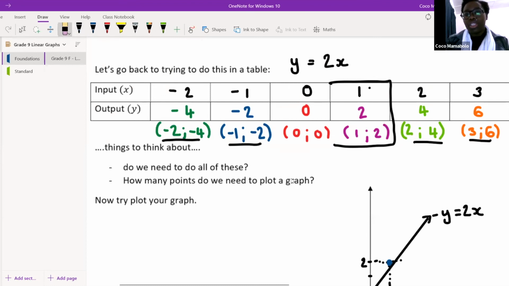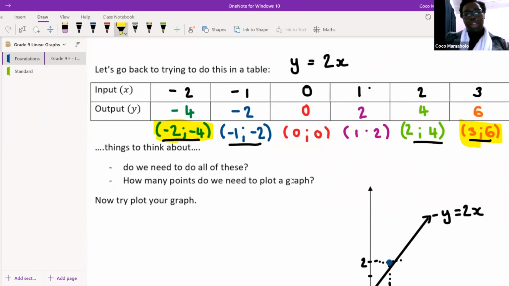You can choose whichever 2 points on this graph that you want. Maybe you don't want those 2. Maybe you want to choose -2 and -4 and 3 and 6, and then we join them with a ruler.